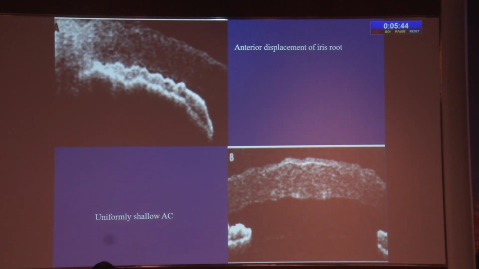I'm scared to touch this touchpad here because the slide is moving instead of the pointer. There you are, yeah. So that's it.